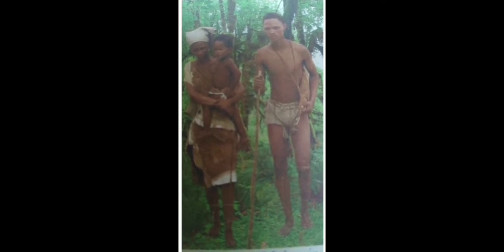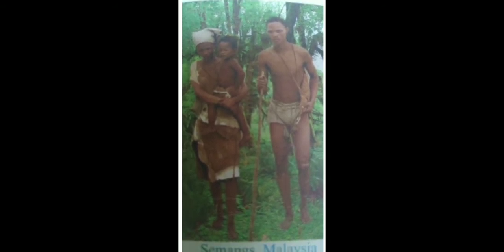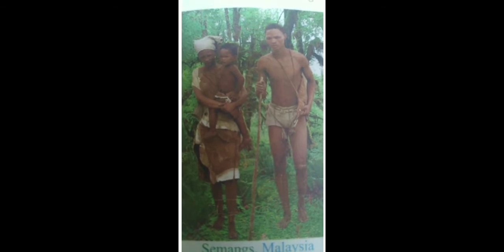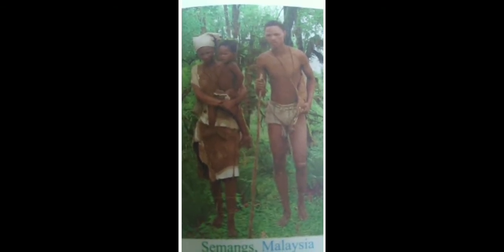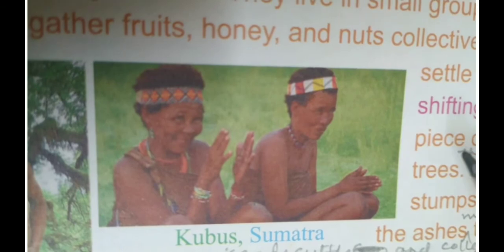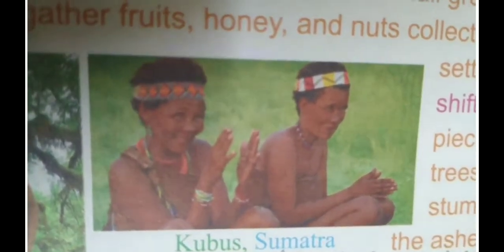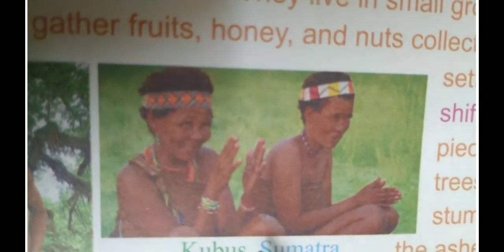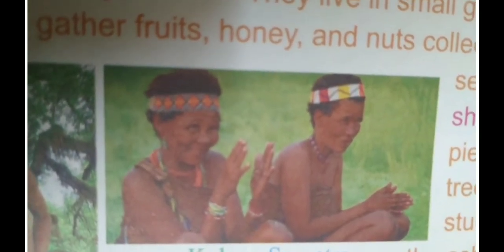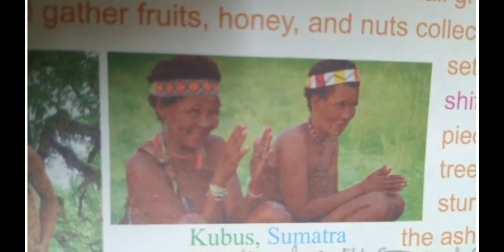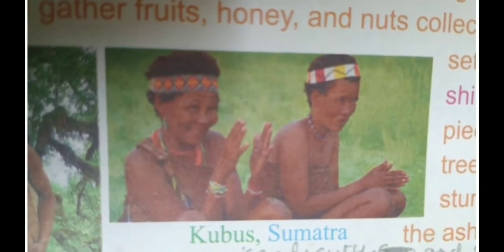They sow the seeds, cut the crop and collect it, and once the fertility of the soil reduces, they shift to another area. This is called shifting cultivation. Here in this picture you can see the tribals, Kubus from Sumatra. The tribals are naturally small built, so they can move through the forest very easily.